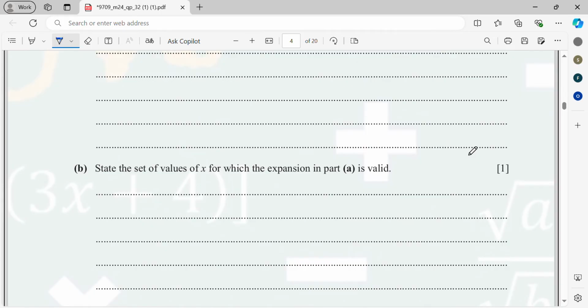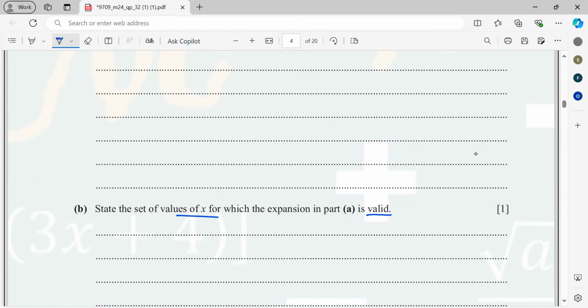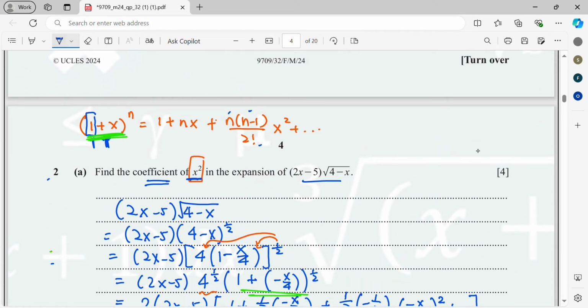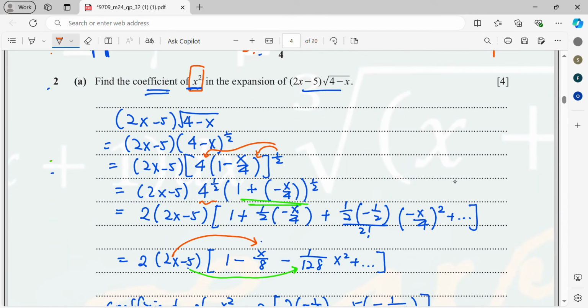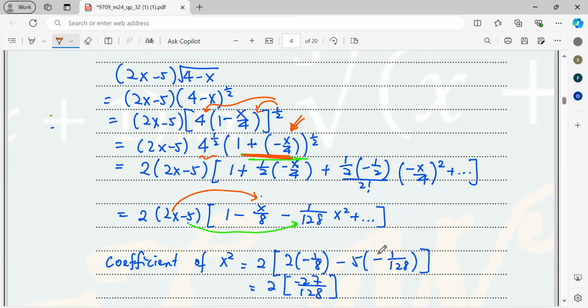Okay, now next question, B. State the set of values of x for which the expansion in A is valid. Now, for your information, our general expansion, which is (1 plus x) to the power n equals to all these terms, is valid when modulus of x is less than 1. So where do I get this modulus x? It's actually modulus of this term, or absolute of that term. So which means now we will have to refer back to this expansion, this term, and I will take modulus of negative x over 4 and let it be less than 1. Then your expansion will be valid.